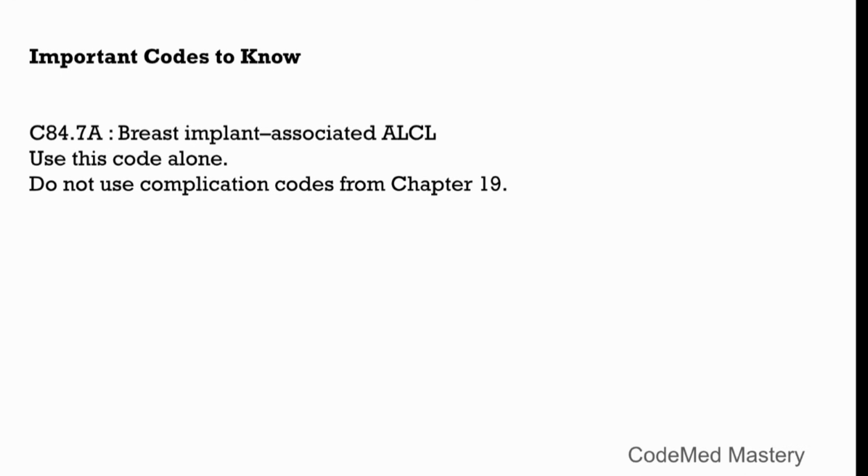Okay. There is another important code, C84.7A, which is for breast implant associated ALCL. We have to use this code alone and should not use a complication code from chapter 19. This particular code, C84.7A, is the specific ICD 10 CM code created to identify breast implant associated anaplastic large cell lymphoma. So this code captures the condition more accurately than any complication code. That's why coding guidelines instruct us to use this code, not any complication code.